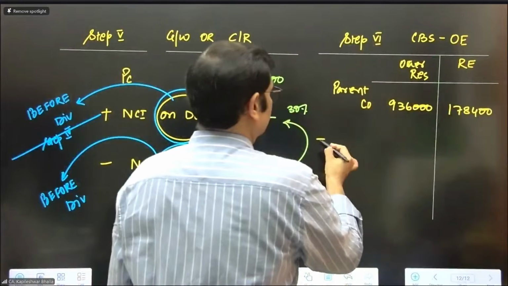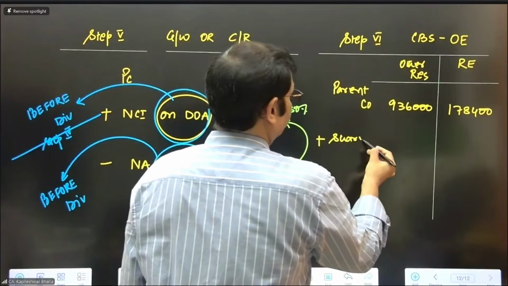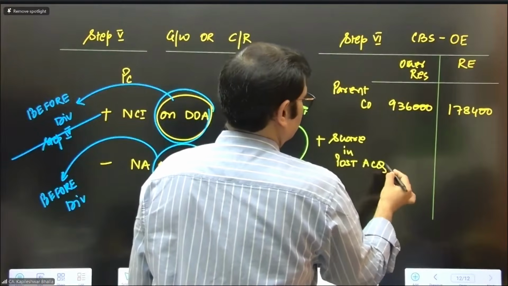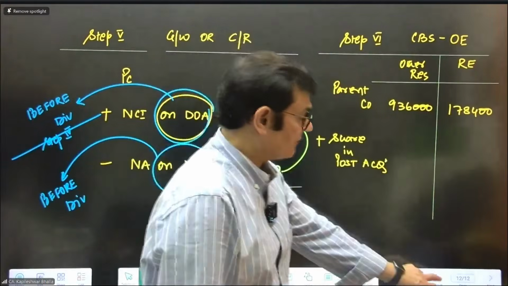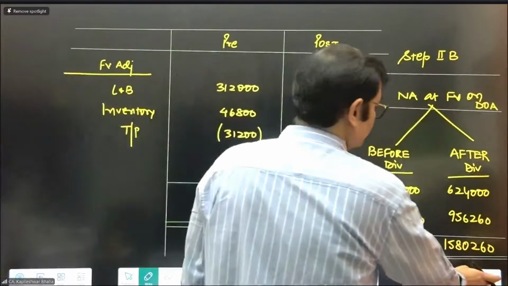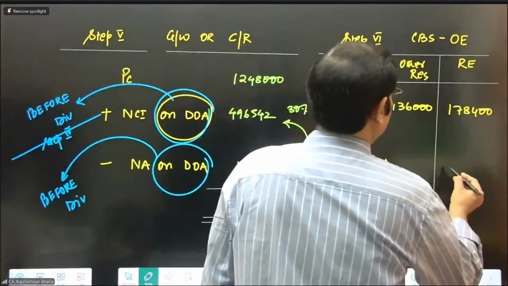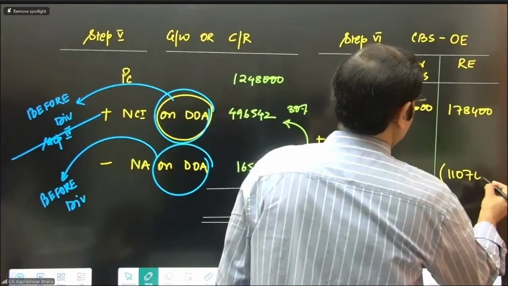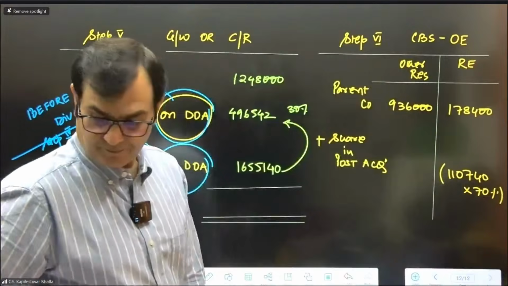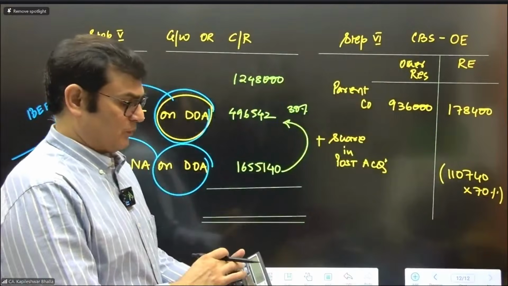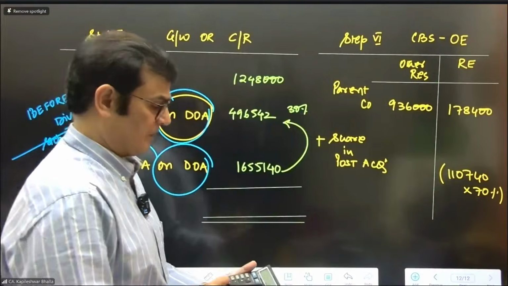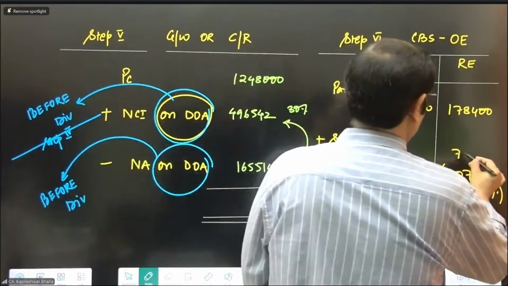So first we consider the share in the post-acquisition profits, and that's available in the analysis. So 110,740, and 70% of it belongs to the parent. 110,740 into 70% is 77,518.